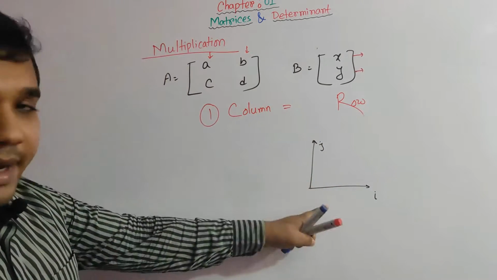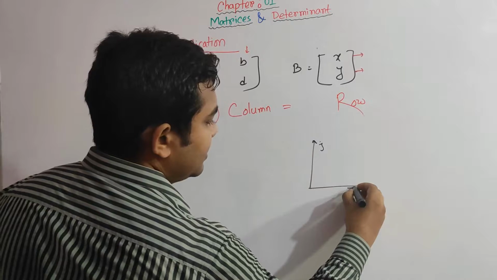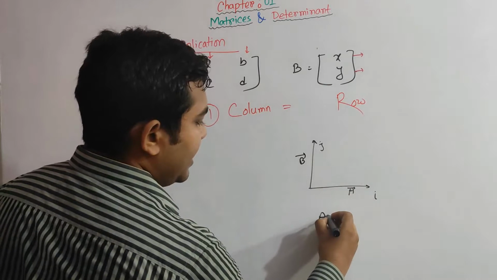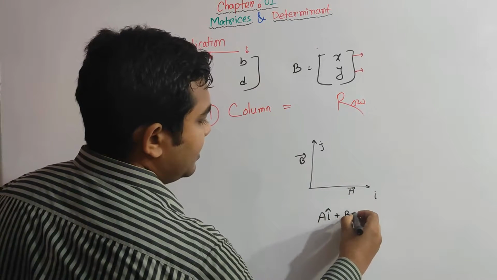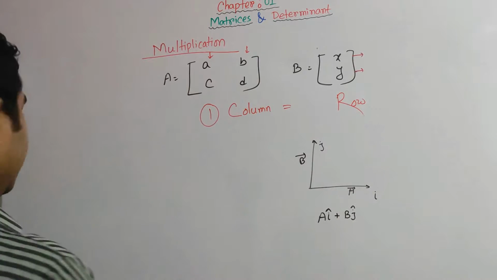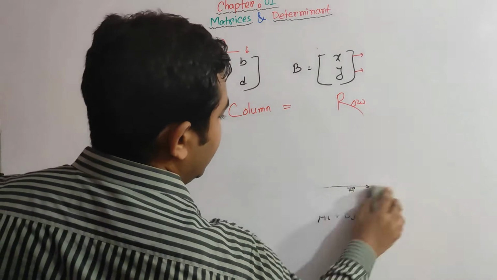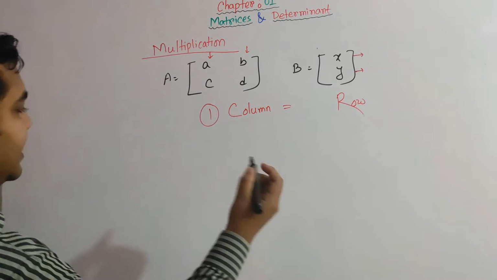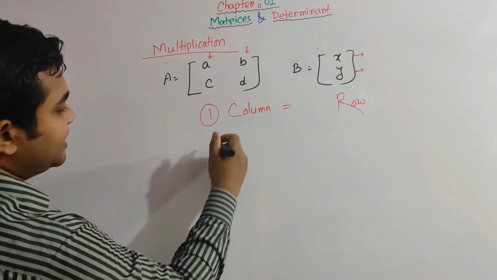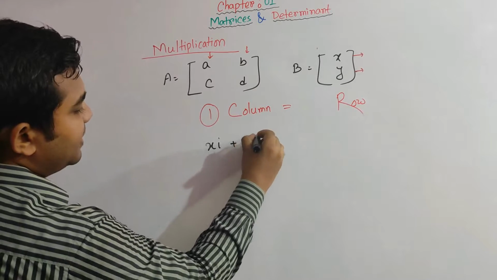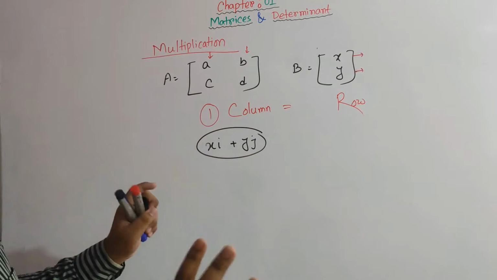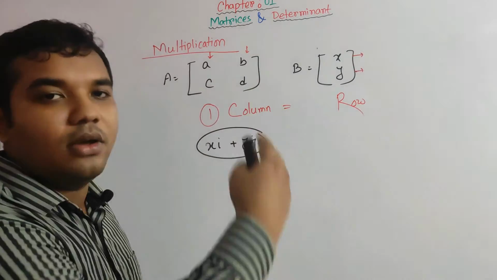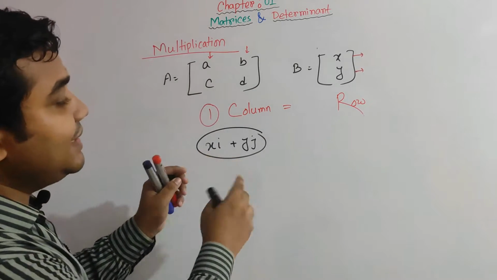In the case of a vector, we can say it should be ai plus bj. That means it has a standard form, and that form can be written this way also, which you are very familiar with: xi plus yj. That is the standard form of a vector, where x lies on the x-axis and y lies on the y-axis. But why am I writing it here?